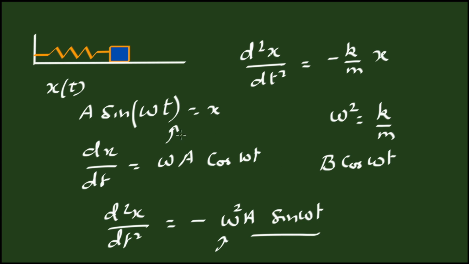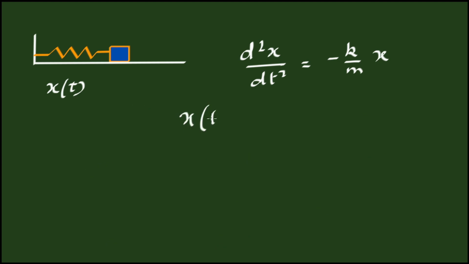In fact, the sum of these two, a sine omega t plus b cos omega t, will also be a perfectly good solution. So how do I write the most general solution? Now here you have to take my word for it. Here is the most general solution. X as a function of time is a sine omega t plus phi. Here a, omega and phi are constants.